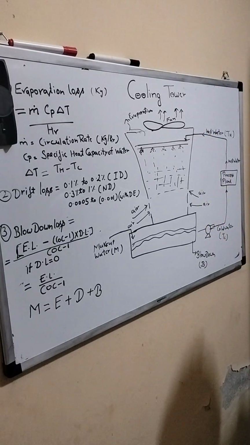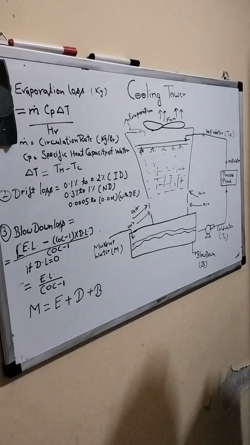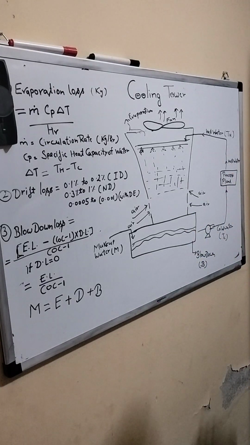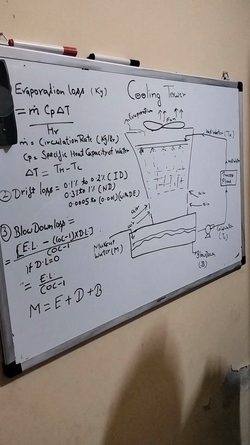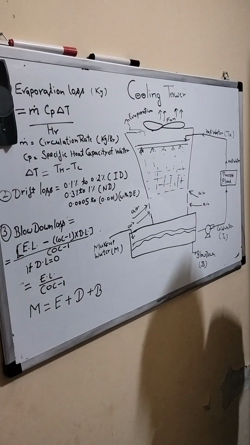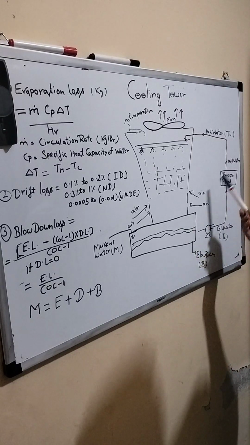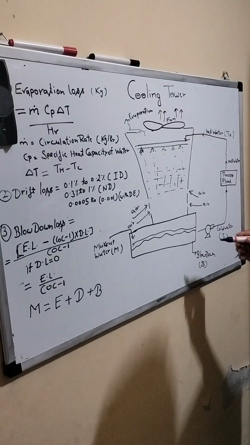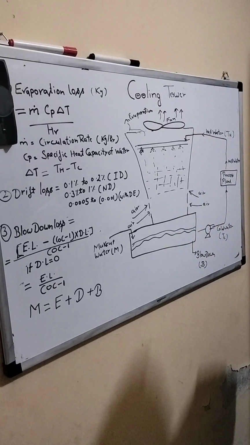Hello student, today we will discuss cooling tower calculations. In the previous video we studied what a cooling tower is and how it works. Basically, a cooling tower is used in the process chemical industry to cool the process liquid or fluids.